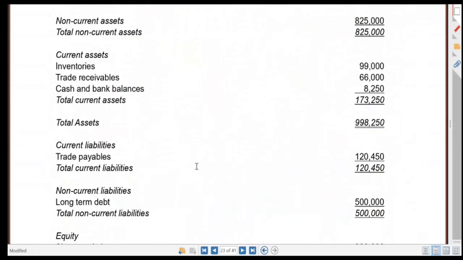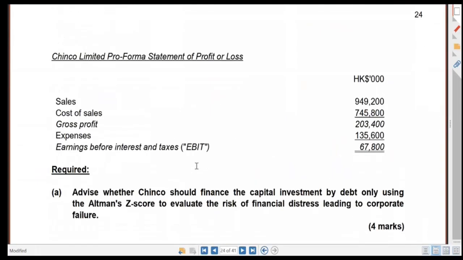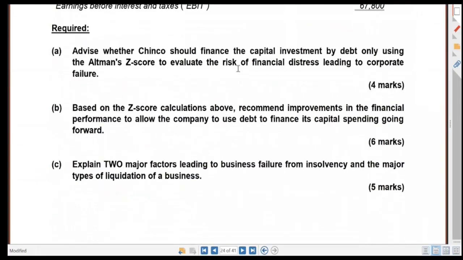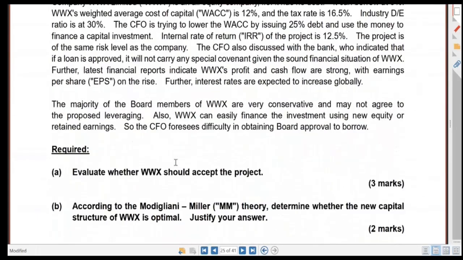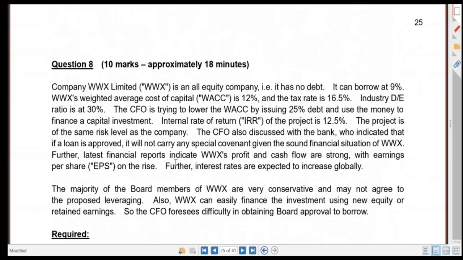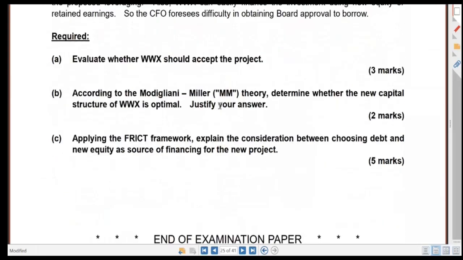Question number 7, again, they are giving you profit and loss account here. And Z-score, here we are talking about area number 5. Financial distress, etc. Z-score, there's a reorganization, area number 5. And then last, you have area number 1 on the NPV there.